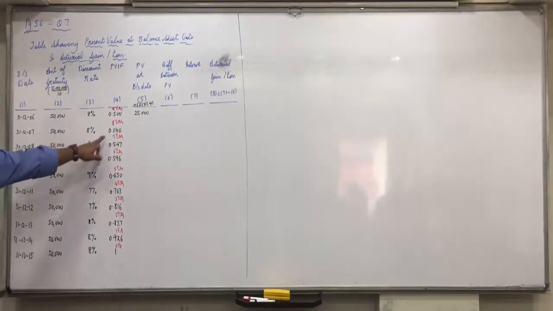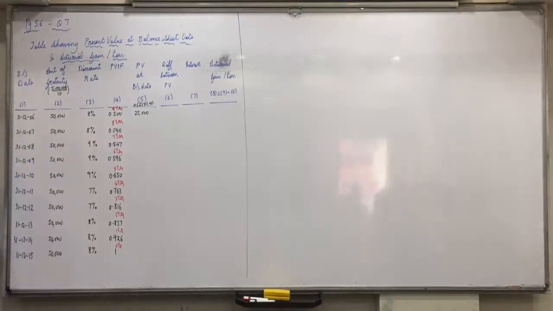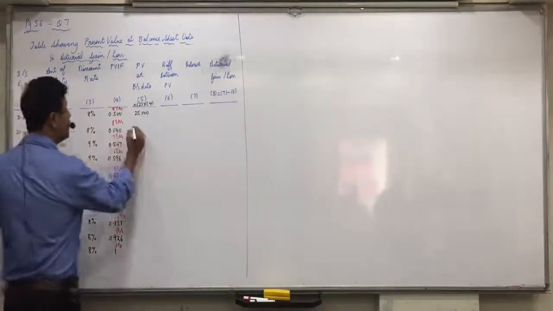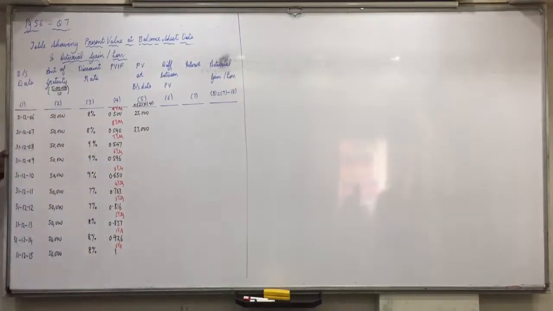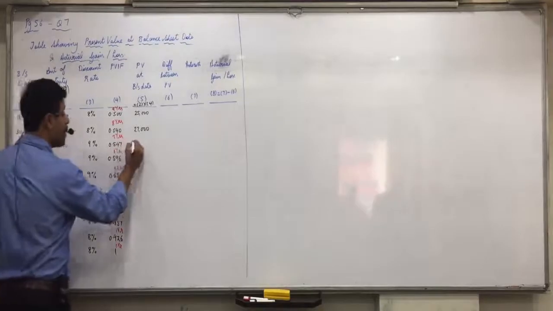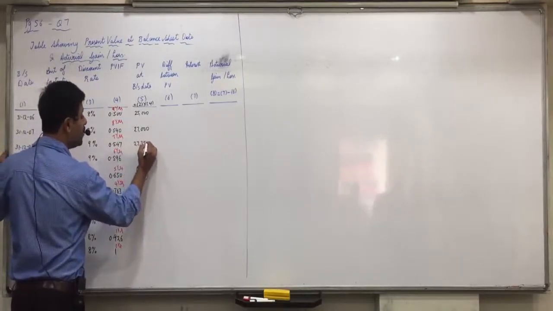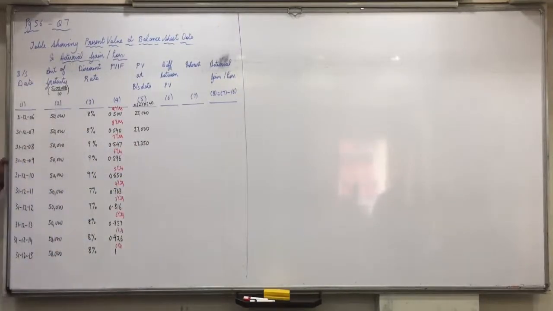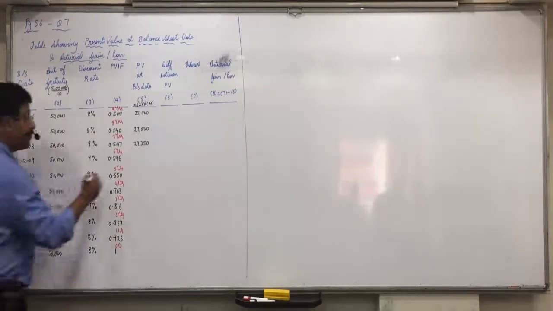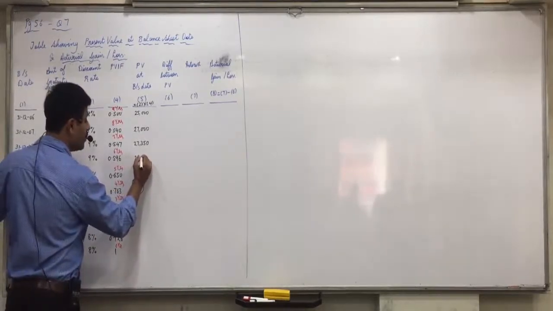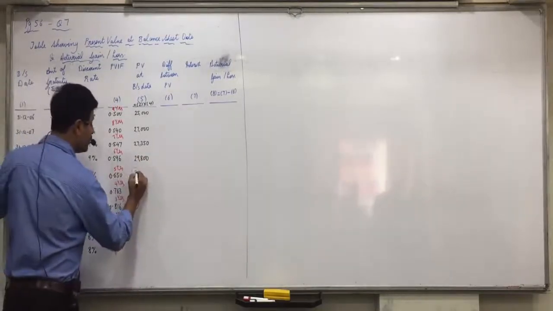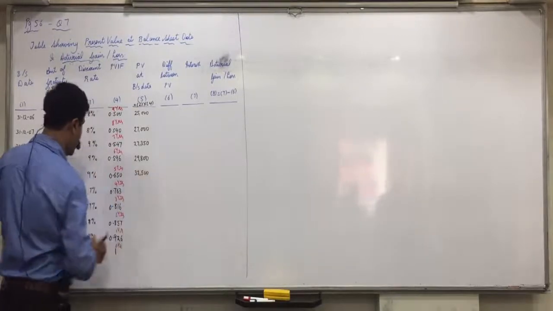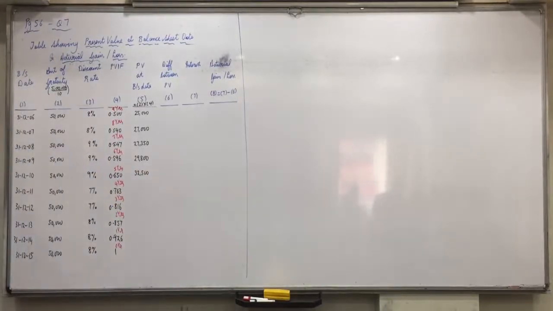Same way do 50,000 into 0.540: 27,000. 50,000 into 0.547: 27,350. 50,000 into 0.596: 29,800. 50,000 into 0.650: 32,500. 50,000 into 0.763.